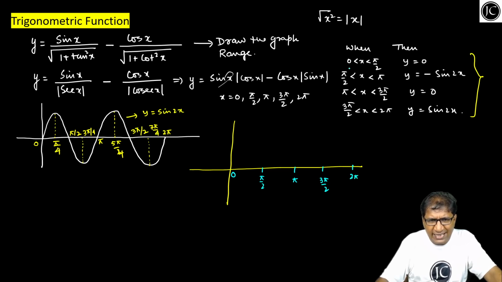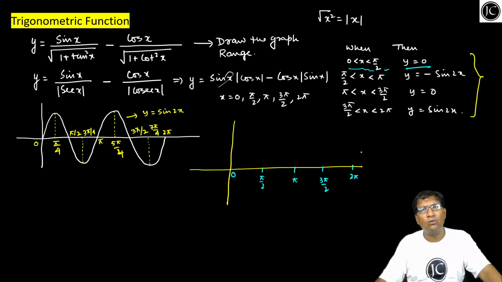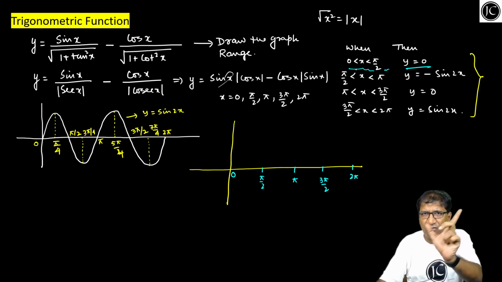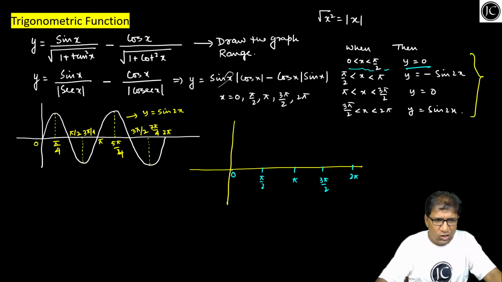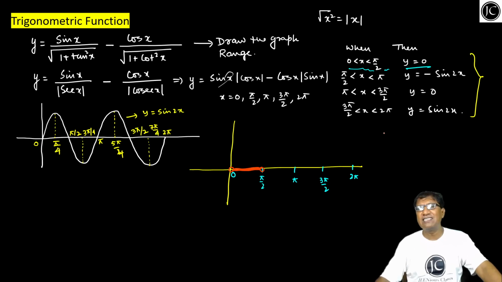Now, when x is lying from 0 to pi by 2, your y is 0. Y is 0 means the x-axis. So, we are taking the portion of the x-axis from 0 to pi by 2, both ends open. So, the graph will look something like this. This is open, and we are taking this portion. Right? Is it clear? So, this is this portion. We are talking about this part.